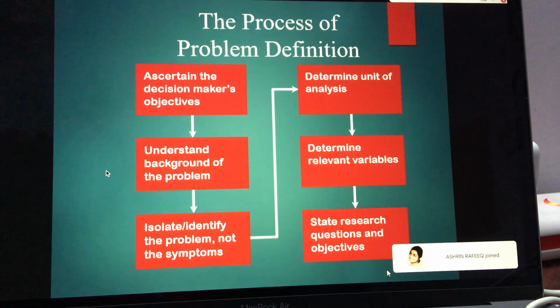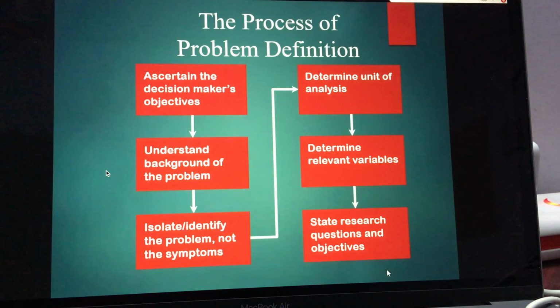The more information you have, the more clarity you will have, and the decision making will be more accurate, right? So that's the case. So when you do a research, you must know the decision maker's objective.